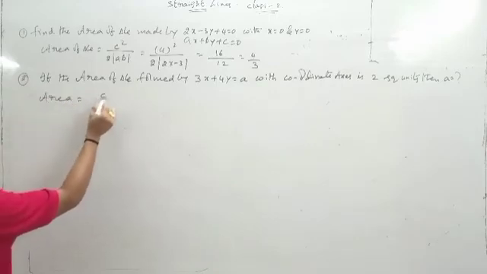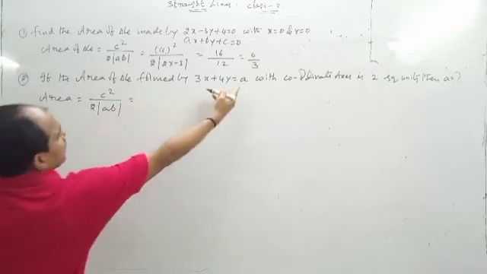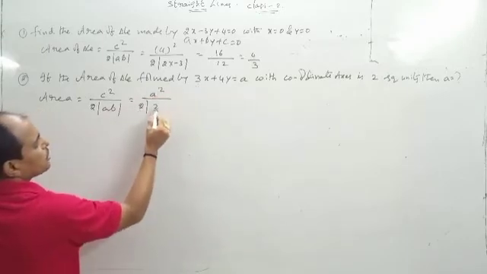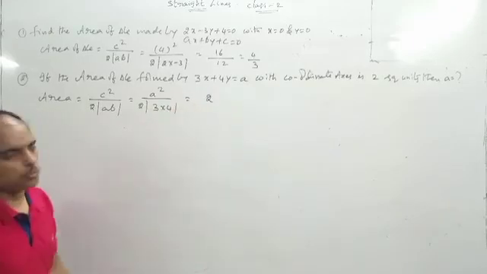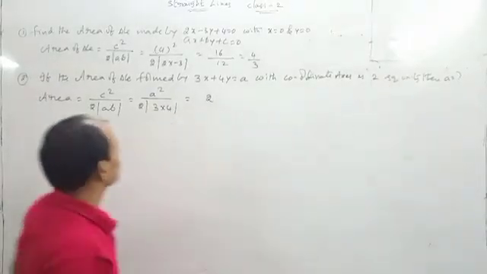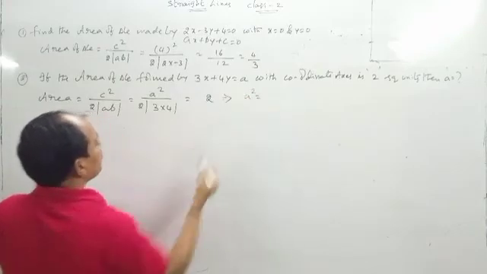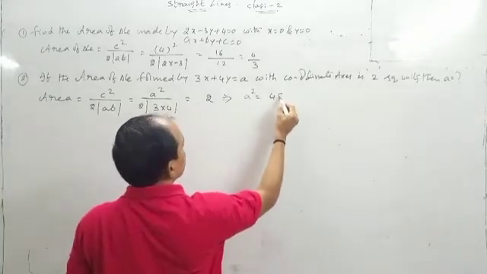Area is equal to c square by 2 mod ab. What is c here? A square by 2 mod. A means 3, b means 4, and the total area given is 2. It is 2 square units that is given. Now that implies a square is equal to 2 into 3, 6, 24, 24 into 2, 48.